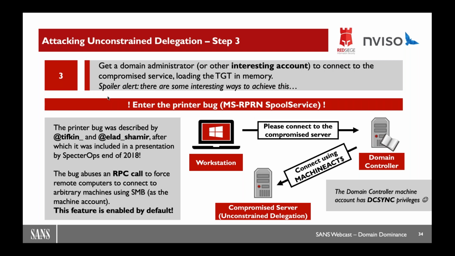Wait, what? What does that mean? That the domain controller computer account connects towards a compromised server using a service ticket, which has a TGT for the computer account of the domain controller inside that service ticket. Because I've compromised the server, I can now just extract that from memory, and guess what? I now have a TGT for a computer account of the domain controller, which has DCSync privileges. Boom, right? So I can now do what I've discussed before. So I can start doing this.